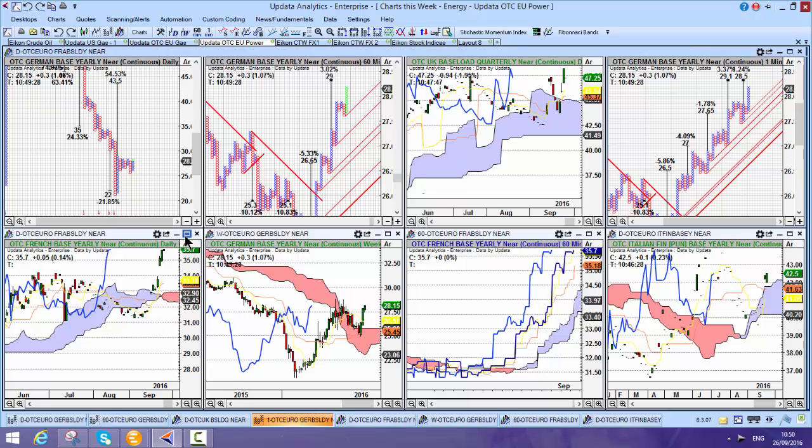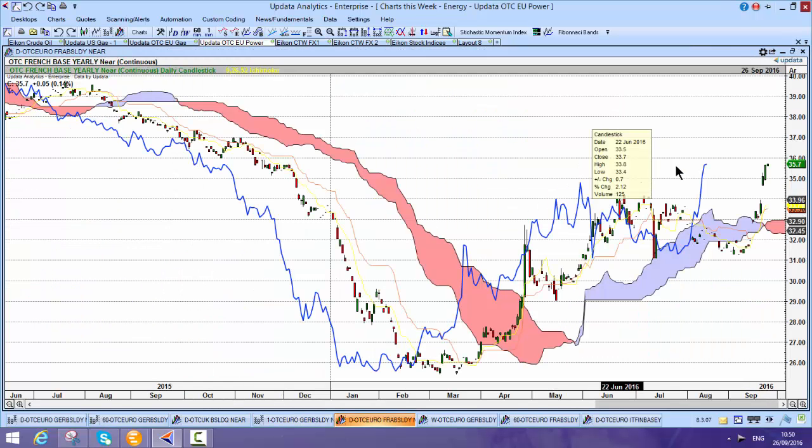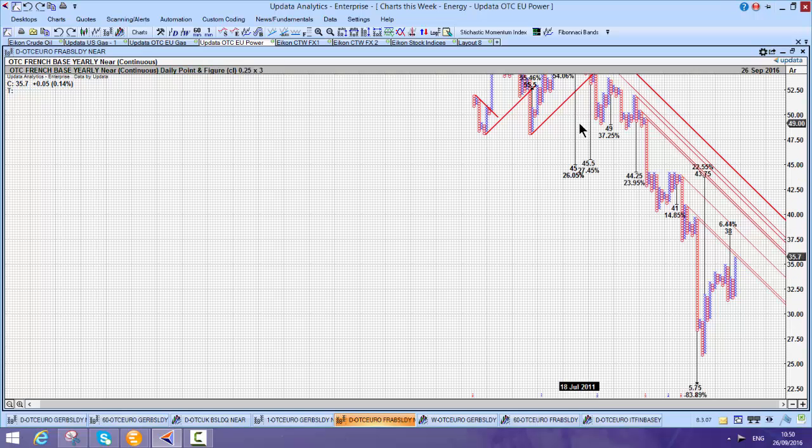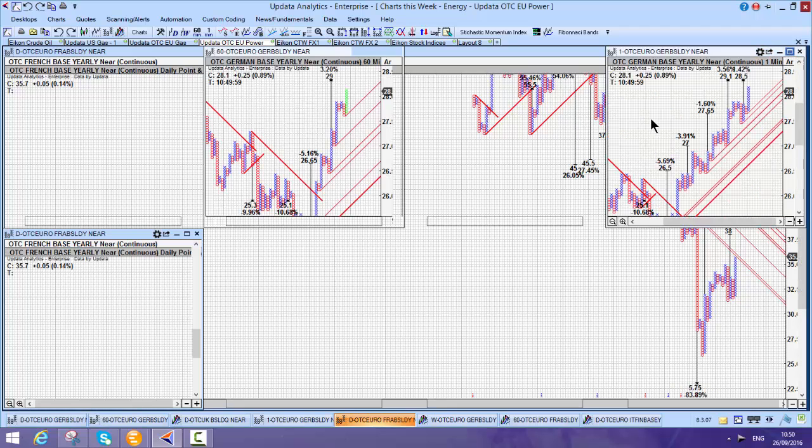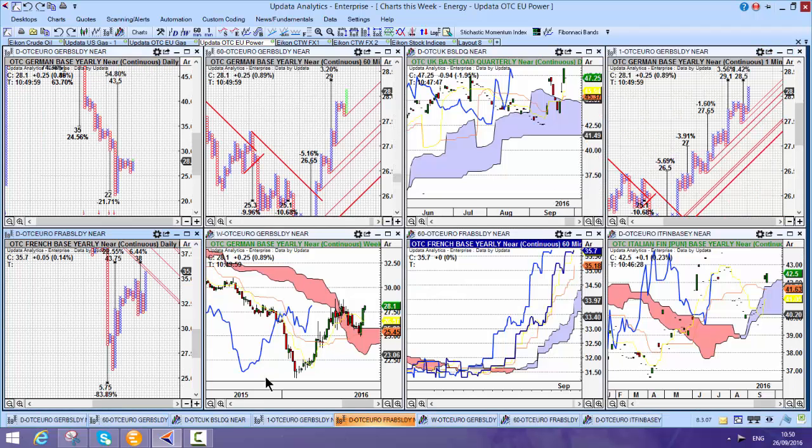French power also looking very bullish. That is making new highs. The target here is activated, 38 and then 43.75. So French power looking very strong indeed, coming through. So quite good news there.